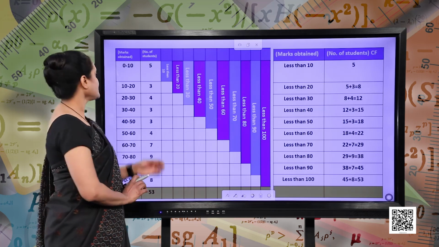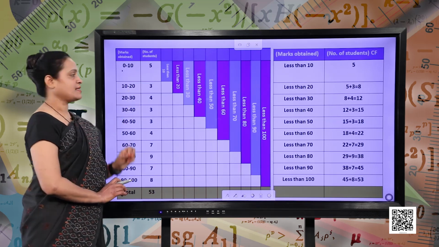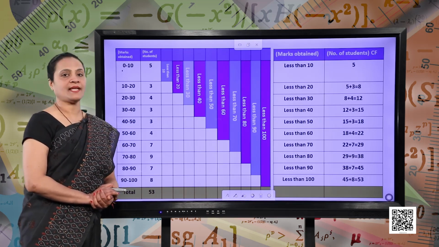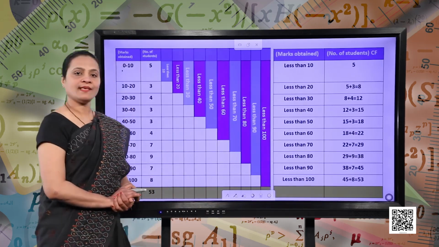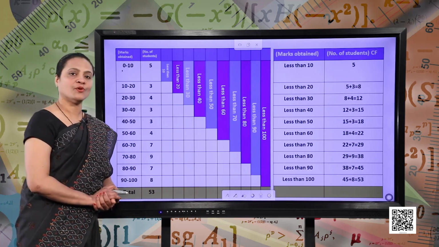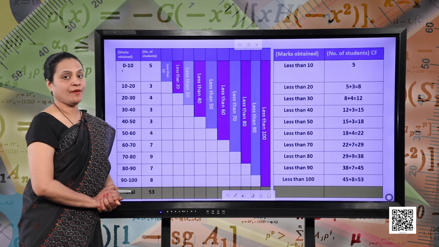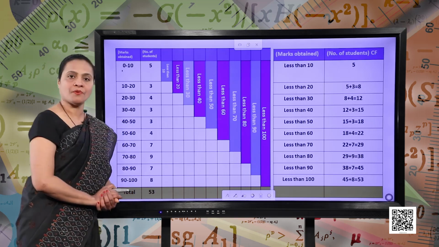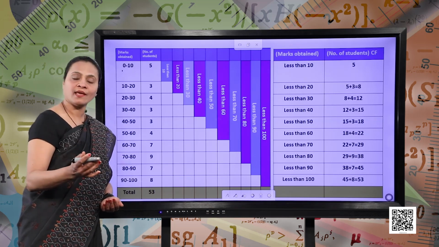How to do that? Let us look at this picture. We have from 0 to 10, 5 students. 10 to 20, there are 3 students. We want to form a less than type cumulative frequency distribution table. For this table, we always take the upper limit of each class interval. And you know that in each class interval, the upper limit is not included. So, we will write less than 10, less than 20, less than 30 and so on. We will not write less than or equal to 10, less than or equal to 20, right?